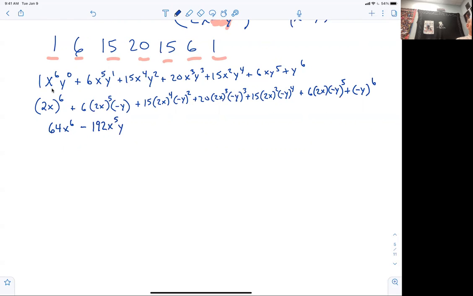And then this would be plus 240 x to the 4th y squared. And then this would be minus, keep going. Plus 60x squared y to the fourth. Keep going. Minus 12x, and then plus y to the sixth.